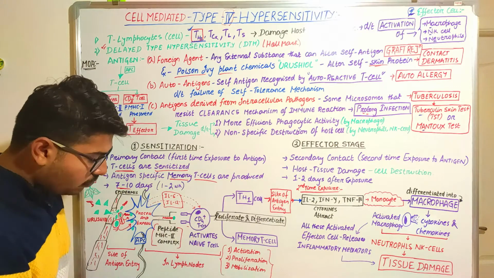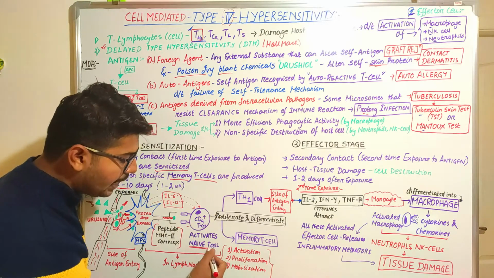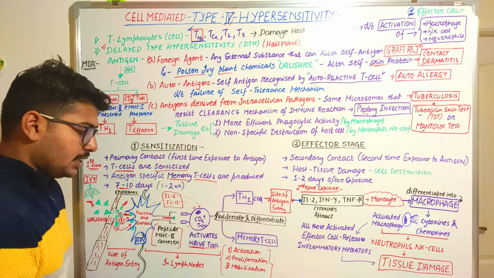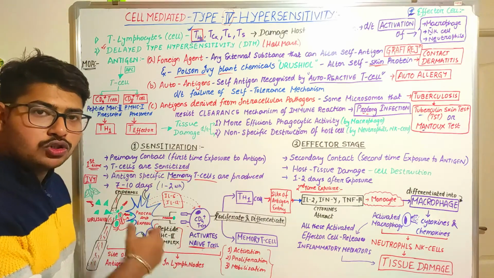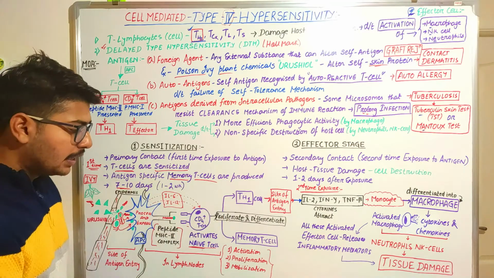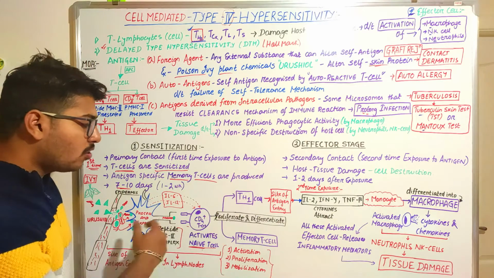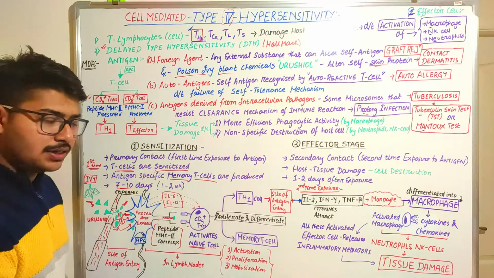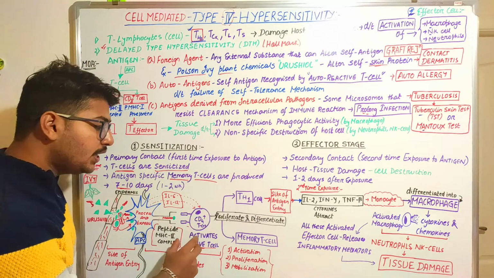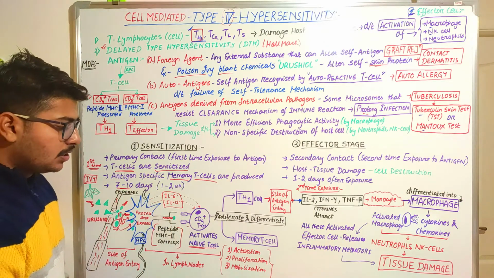I have written here one term, that is naive T cell. What do you mean by naive T cell? Listen, when it is exposed for the very first time, our T cell never recognizes what kind of antigen it is. That is the reason why it is an immature T cell, or uninformed T cell.